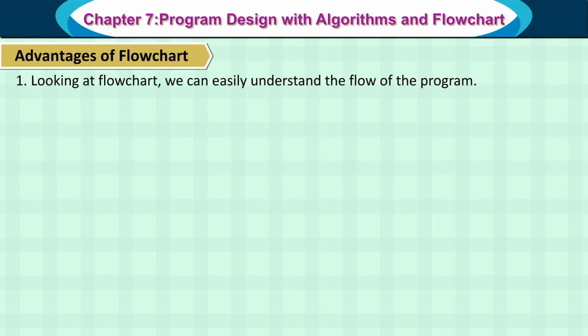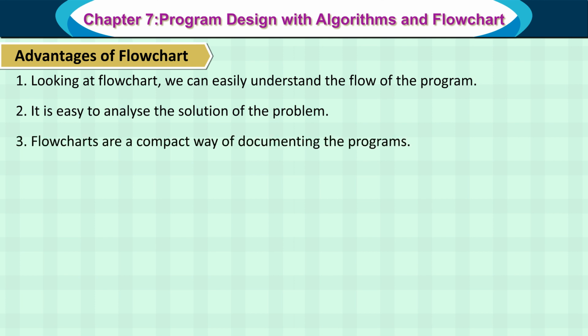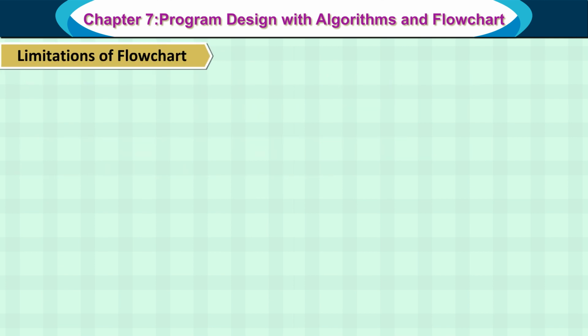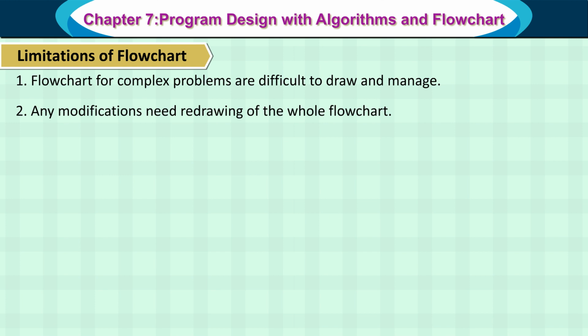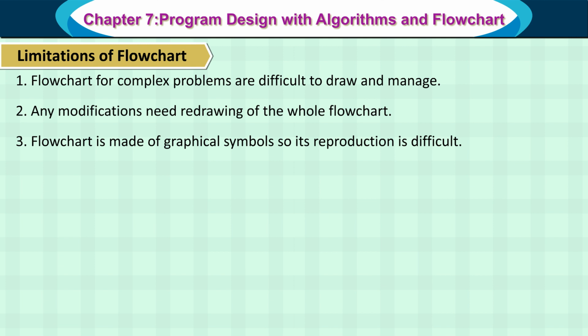Advantages of flowchart. 1. Looking at a flowchart, we can easily understand the flow of the program. 2. It is easy to analyze the solution of the problem. 3. Flowcharts are a compact way of documenting the program. 4. In flowcharting, we can identify the errors easily. Limitations of flowchart. 1. Flowcharts for complex problems are difficult to draw and manage. 2. Any modification needs redrawing of the whole flowchart. 3. A flowchart is made of graphical symbols, so its reproduction is difficult.